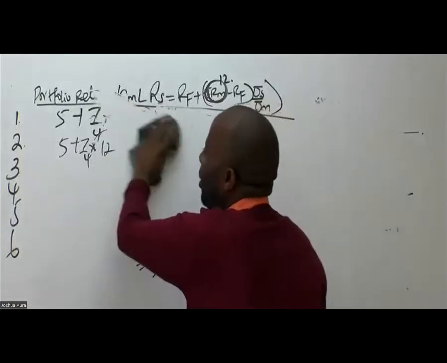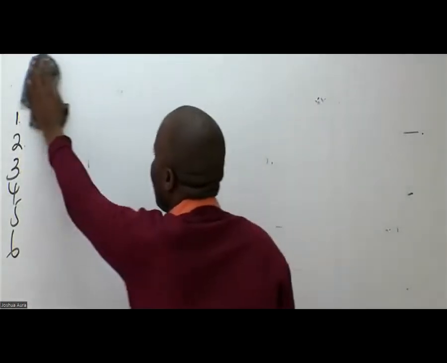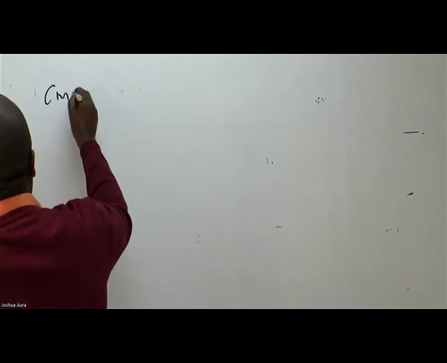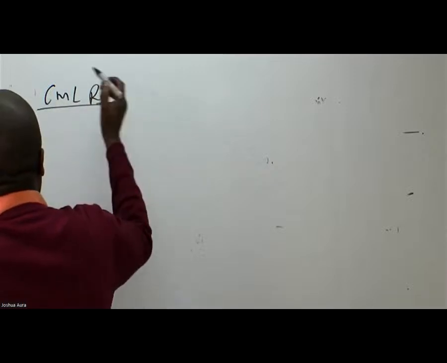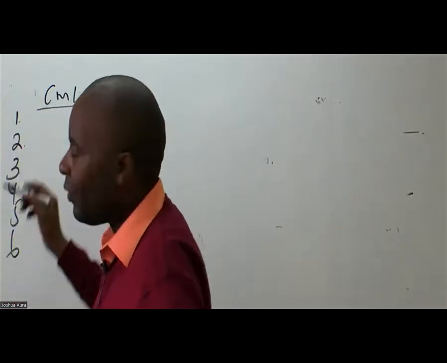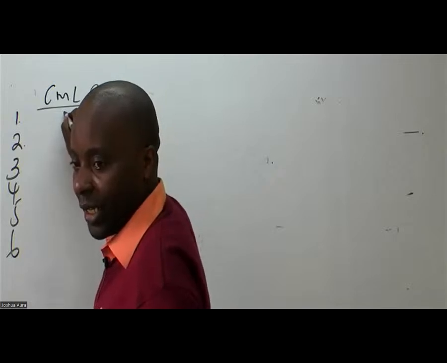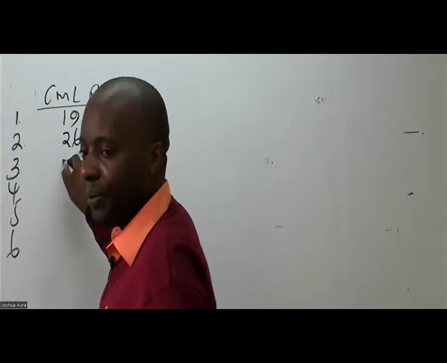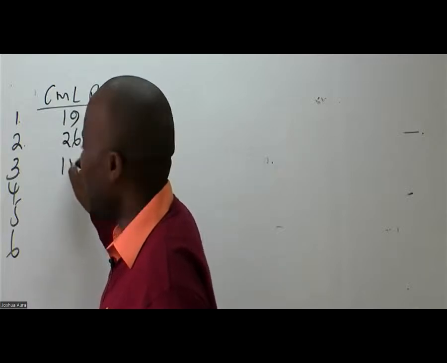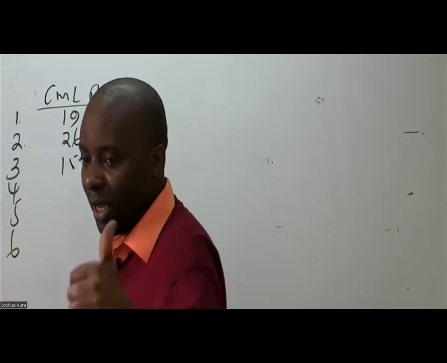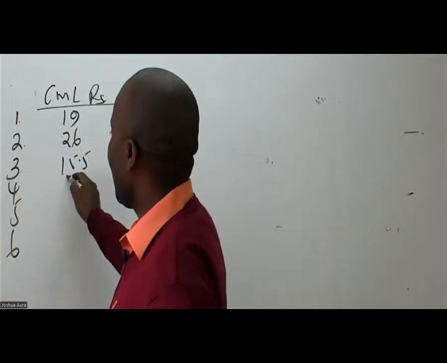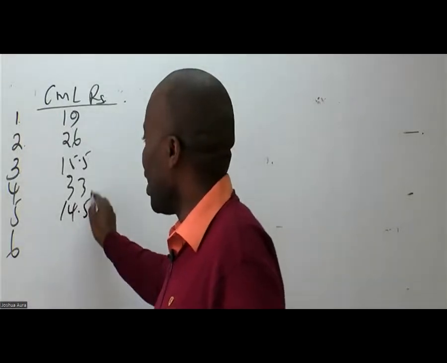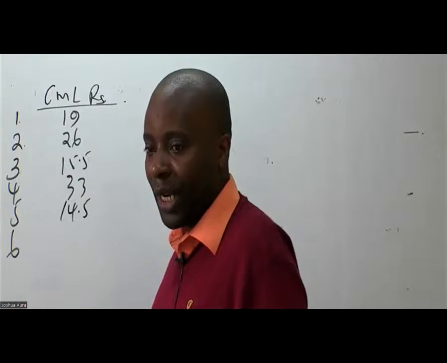So could you kindly again remind Mwalimu, this figure is very fast. The CML returns. Is there somebody who can remind Mwalimu the ones that were obtained? Concept of equation. So the CML return, the first one you told me is 19. The second one, 26. The third one, 15.5. The fourth one, 33. Then we have the fifth one, 14.5. Then we have the sixth one, the last one.